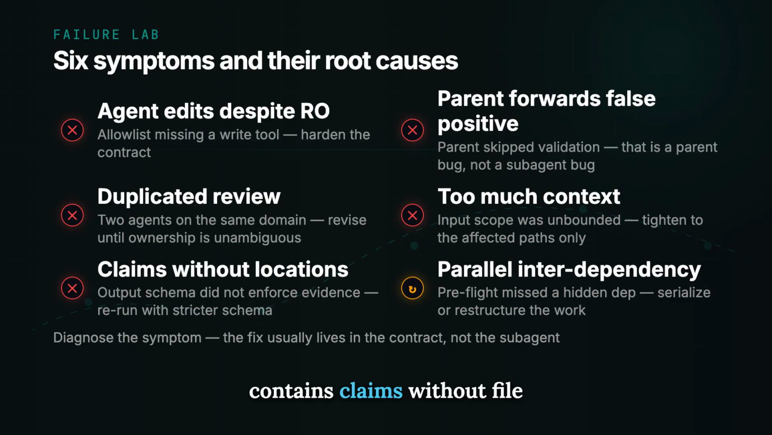Output contains claims without file paths or line numbers: the schema did not enforce evidence, so reject the report and rerun with a stricter output schema. The parent forwards a false positive: the parent skipped the validation step, that is a parent bug, so fix the parent. The subagent received too much repository context: input scope was unbounded, so tighten it. And 2 parallel agents depend on each other's unfinished result: the pre-flight checklist missed a hidden dependency, so serialize or restructure.